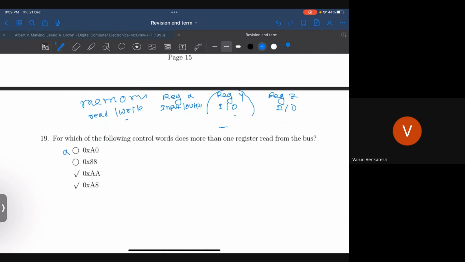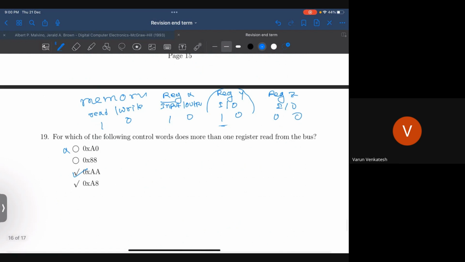A means 1 0 1 0 1 0 1 0, right? So you can see that more than one register, register X also reads from the bus and register Y also reads from the bus, right? So this option is correct. 0x8, so 8 means 0 0 0, right? You can see register X and register Y also read from the bus. So this is the correct option. So two are the correct options. I hope you got it right.